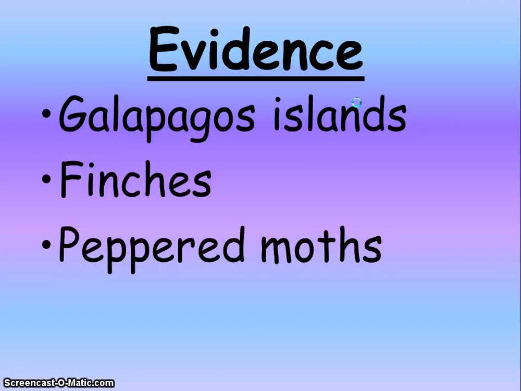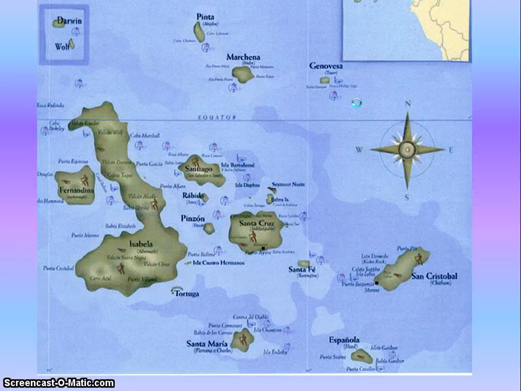Okay, so just real quick, we're going to talk a little bit about simple evidence that has explained evolution and natural selection. We're first going to talk about the Galapagos Islands, then the finches on the Galapagos Islands, and then the peppered moths. The Galapagos Islands are located on the equator west of Ecuador, about 600 miles west of South America.